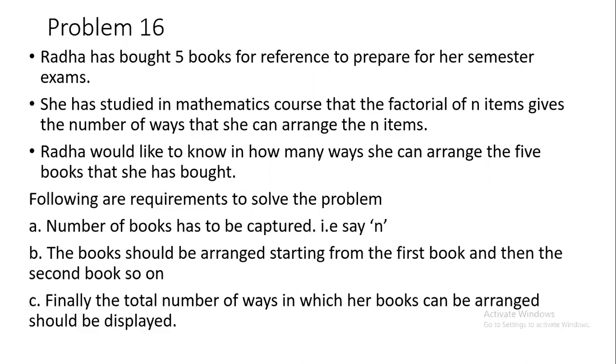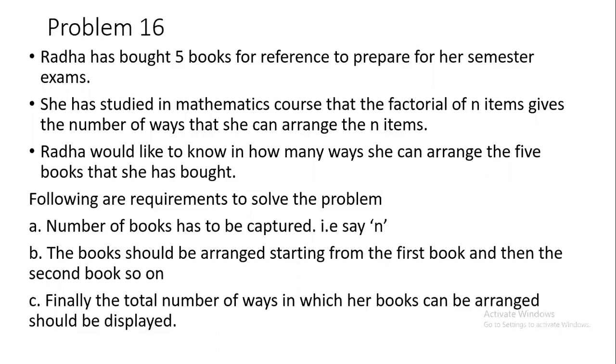The following are the requirements to solve the problem. So the number of books has to be captured. Say for example n, where n represents the number of books. Now if she has taken 3 books, that is, n value is 3, what you need to find out is, let's assume book 1, book 2 and book 3, in how many different ways these 3 books can be arranged. That is what we need to find out.